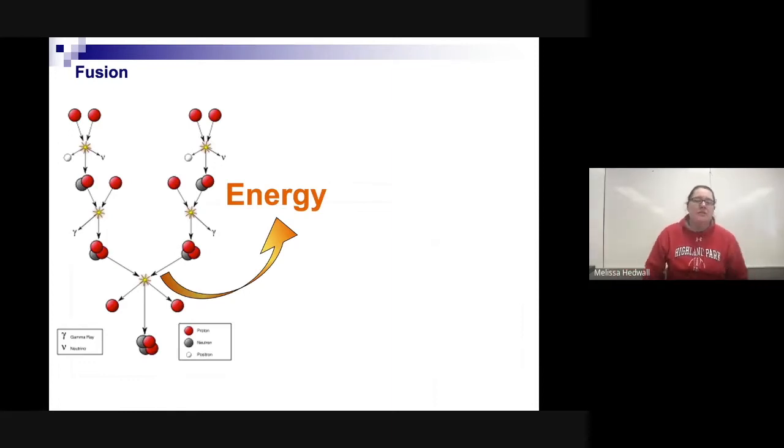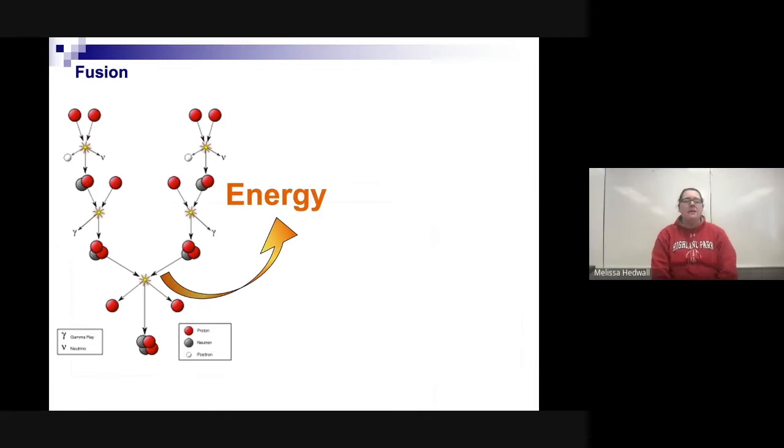That is your hydrogen-2. Then you have another proton that comes in. Those two bind and release some energy in the way of gamma. And now you have your helium-3, where you have two protons and a neutron to get those 3 nucleons.